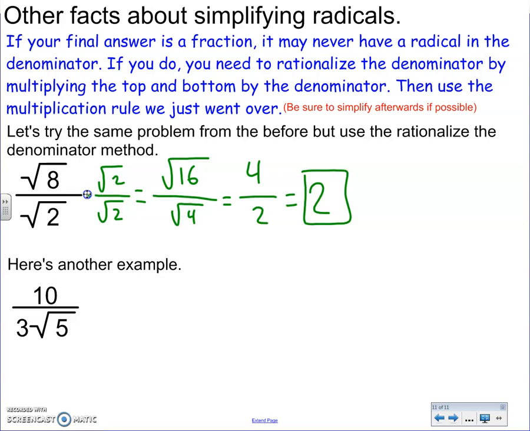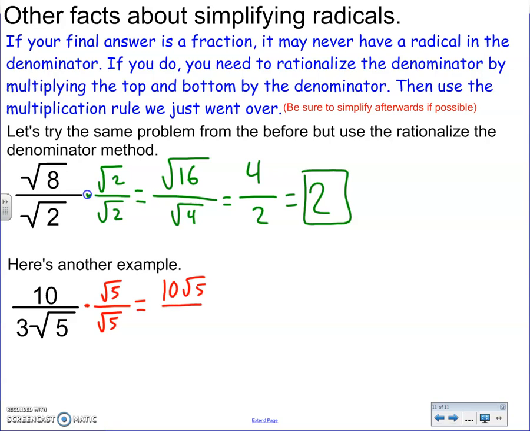It looks kind of weird. 10 over 3 root 5. I can't have a root sign on the bottom, so I multiply by root 5 over root 5. That's all we need to get rid of. On top, 10 times root 5 is 10 root 5. On bottom, that's going to be 3 root 5 root 5.